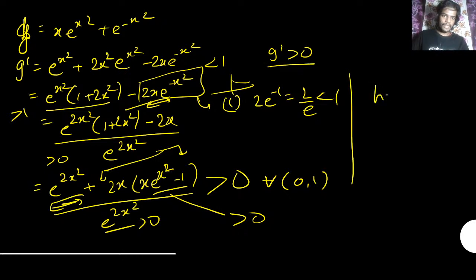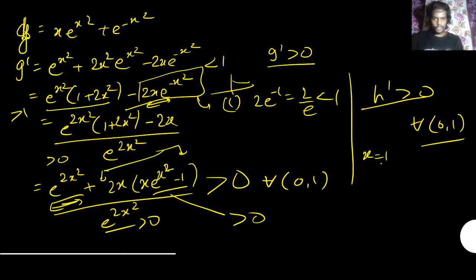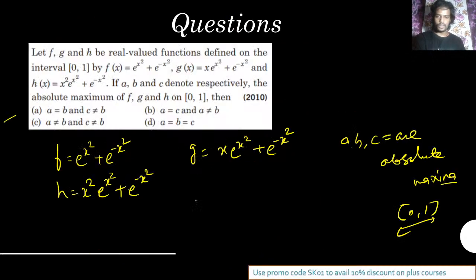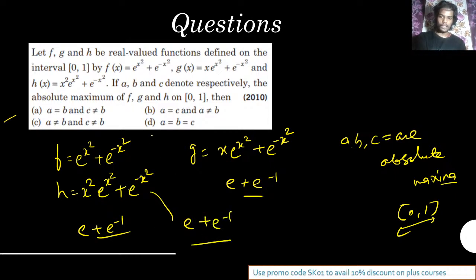Similarly, you can verify that h dash is also positive. So we get that all the functions which we have here are positive, which means strictly increasing for all the values in 0 to 1. Which means they will attain their maxima at which point? At x equal to 1, because they are strictly increasing, and increasing function will attain its maxima at the endpoint only. So at x equal to 1, the maxima of this guy would be equal to e plus e inverse. This would also be e plus e inverse, and this would also be e plus e inverse. So you see a, b, and c all are equals. The answer is D. A equals b equals c.